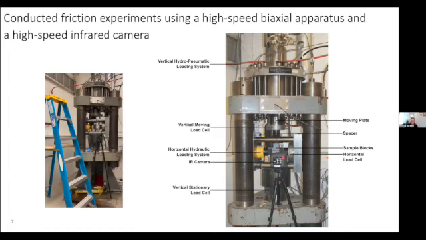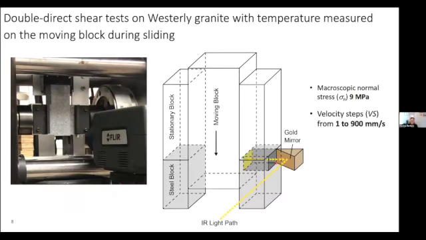our normal stress in our experiments. And then what's been particularly novel is using this high-speed IR camera that we use to actually image our blocks and measure surface temperatures during experiments. And that's really been the big advancement from this work. So we have that moving block, we have our IR camera. The piston drives this moving block between these two stationary blocks, so it's a double direct shear configuration.